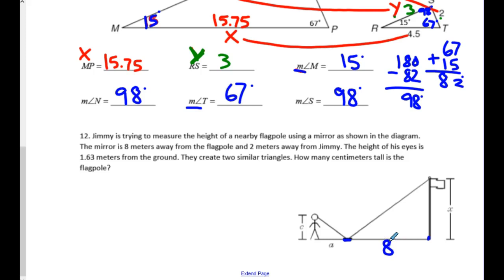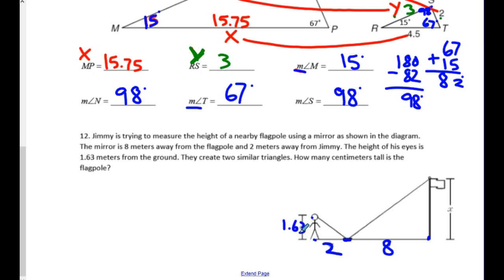And it says 2 meters away from Jimmy. So that means the mirror is 2 meters away from Jimmy, and we're going to assume Jimmy is this stick guy right here. So from here to here should be 2. So that's supposed to be a 2. Alright? The height of his eyes is 1.63 meters from the ground. Okay? So eyes to the ground, right? So this right here is supposed to be 1.63 meters from the ground.